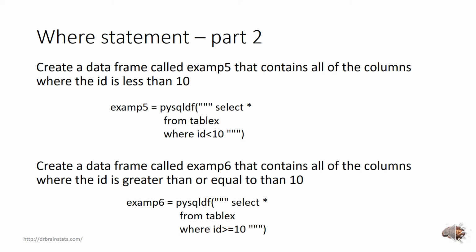Now we can proceed to the next stage of a where statement. We want to create a data frame called exam5 that contains all of the columns where the ID is less than 10. Again, this code should be very similar as the previous one, but we just got the less than sign instead of the equal sign. Exam6, we want to contain all of the columns where the ID is greater than or equal to 10. As you notice, the code is very similar again. It's just we got the greater than or equal to sign in a where statement.